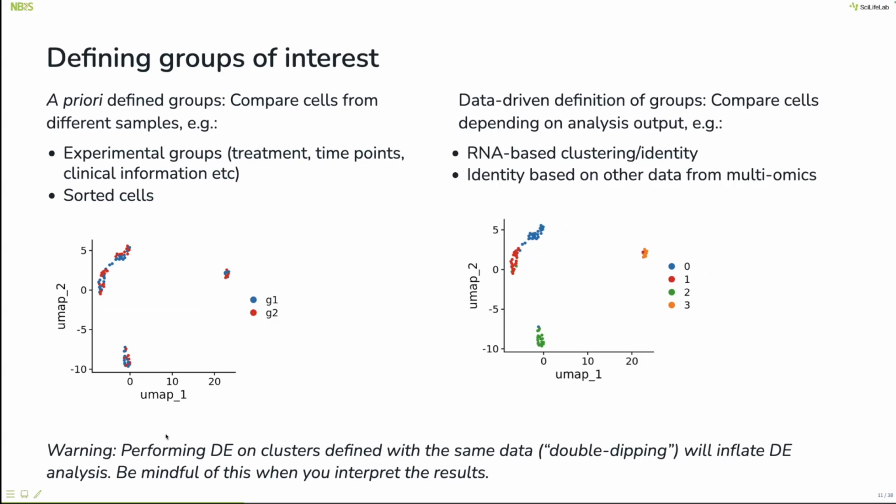So when you perform differential expression on clusters that you defined on the same data that you perform DA with, you can call that double dipping the data, then that will inflate the DA analysis. You'll almost definitely get some results because you've already seen the differences when you clustered it. You've seen that there are differences.